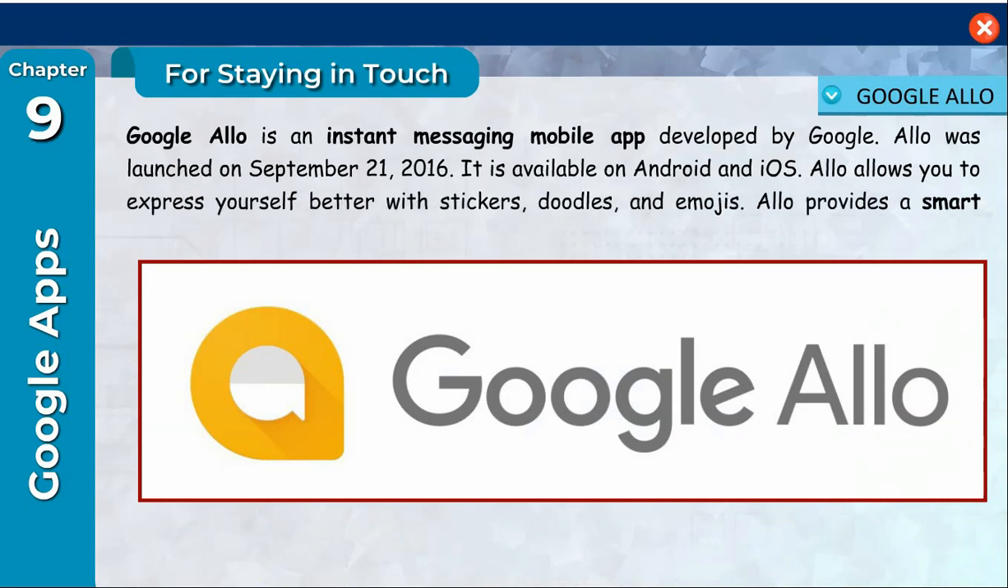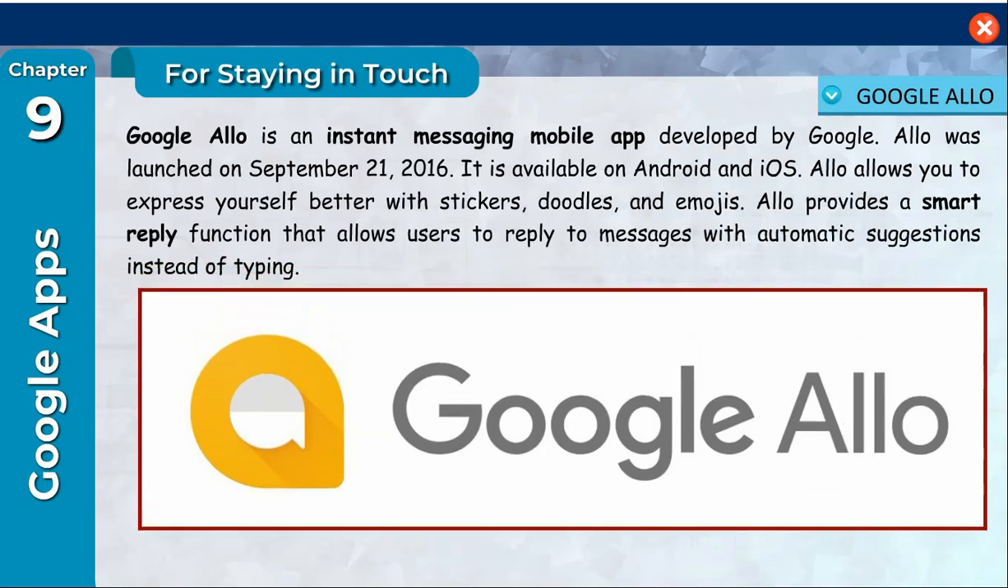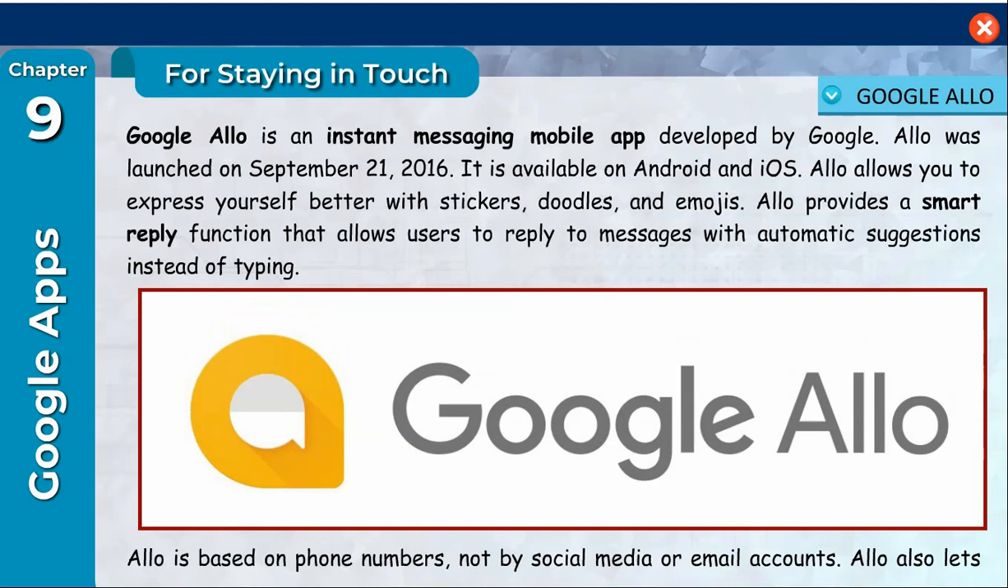Allo allows you to express yourself better with stickers, doodles, and emojis. Allo provides a smart reply function that allows users to reply to messages with automatic suggestions instead of typing. Allo is based on phone numbers, not on social media or email accounts. Allo also lets users draw on photos before sending them.